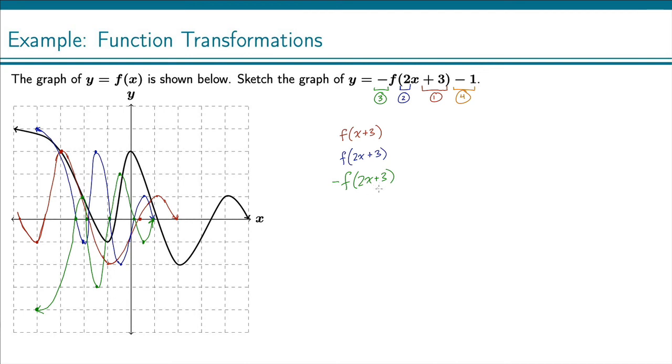And then finally, we have the -1 outside there. So negative f of 2x plus 3, and then -1. I'm going to take this, and I'm going to use a thicker marker. We just move everything down by 1. And then we're going to be able to connect these. I'm just using a thicker marker so that we'll be able to see it over all the clutter that we have. So there's the orange, there's our transformation. This expression here, the negative f of 2x plus 3 minus 1.